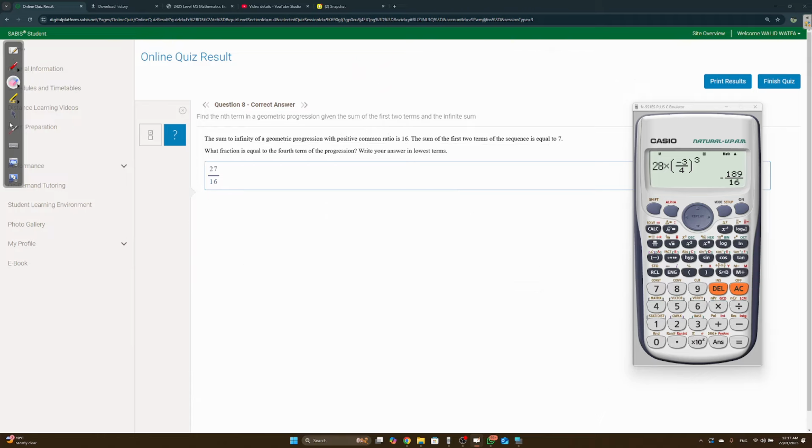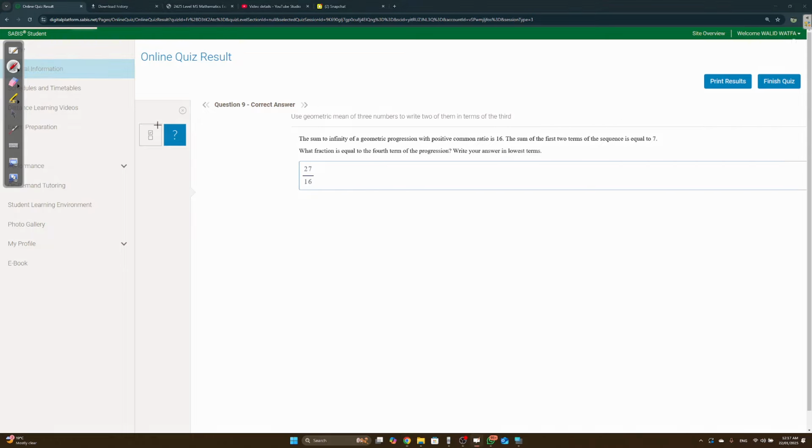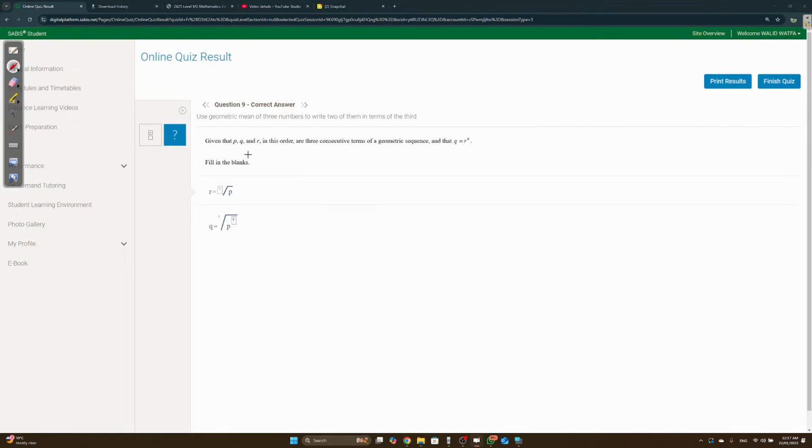Easy as. Question 9. Given that p, q, and r in this order are 3 consecutive terms of a geometric sequence, and q is equal to r to the power of 4, fill in the blanks. Okay, this question, honestly, it's kind of weird. If you have a better way to solve, please let me know. But you have p, q, r, such that q is equal to r to the power of 4. So instead of q, I'm going to write r to the power of 4.